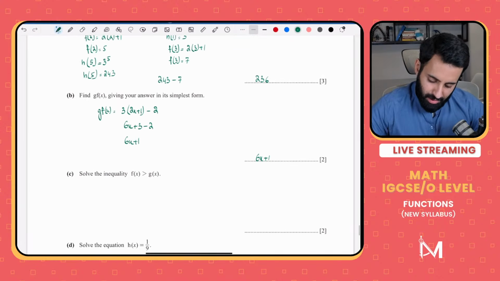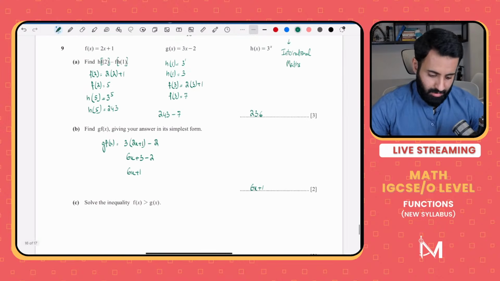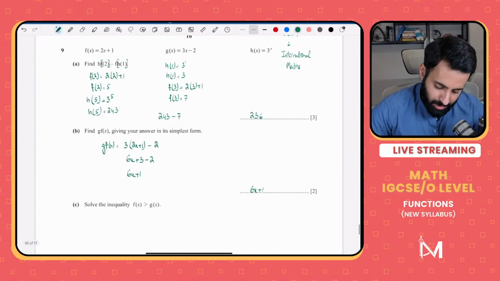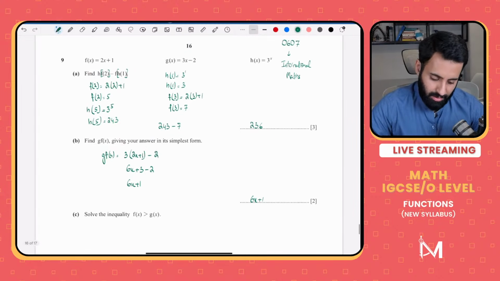Past paper session, inshallah, will start in March. Okay, March, I'll start registrations for the past paper session. Okay, part C. See if you guys can solve part C.